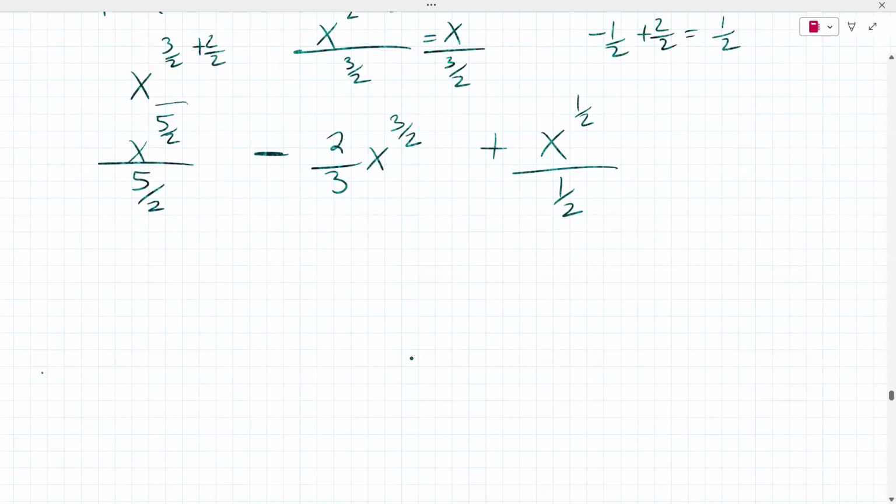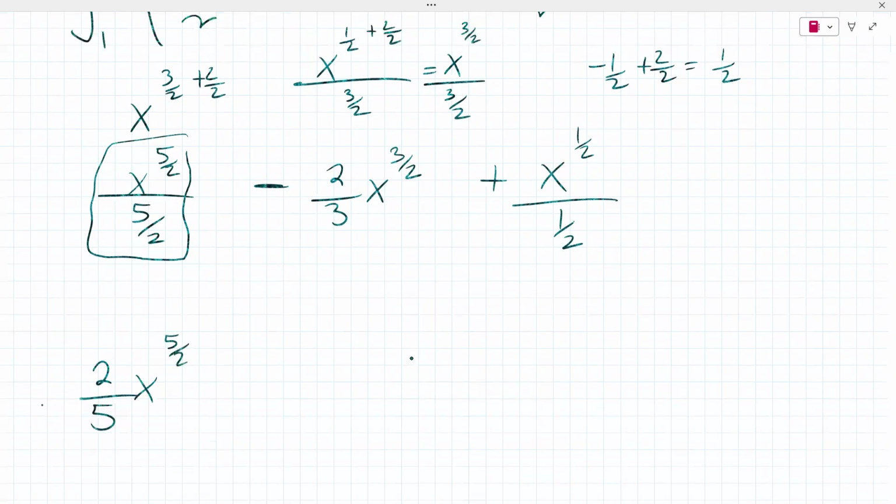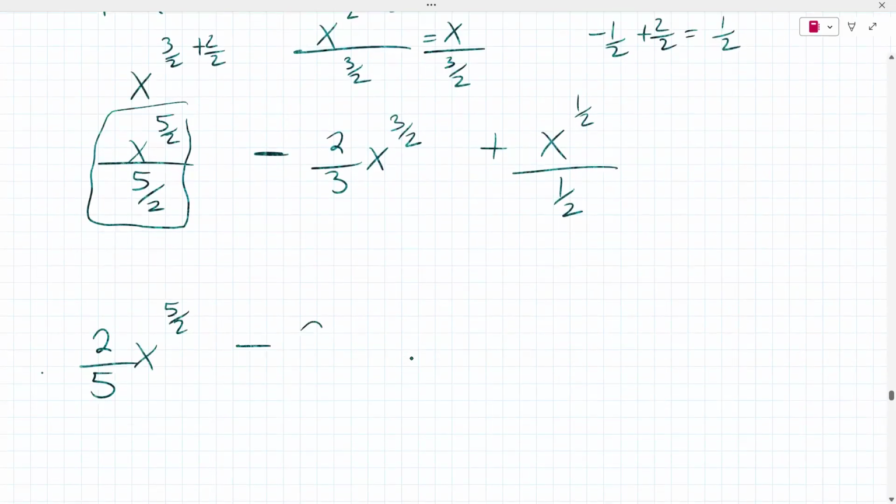Okay, this I'm not going to show. You should know how to simplify a complex fraction. That simplifies as 2/5 x to the 5/2. This is going to be negative 2/3 x to the 3/2. And then this is also a complex fraction, and that simplifies as plus 2x to the 1/2.